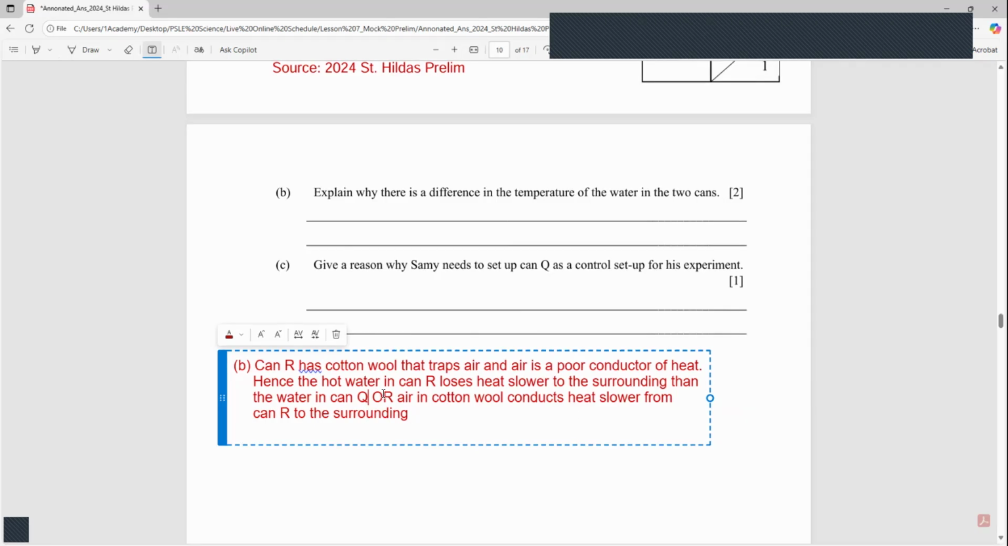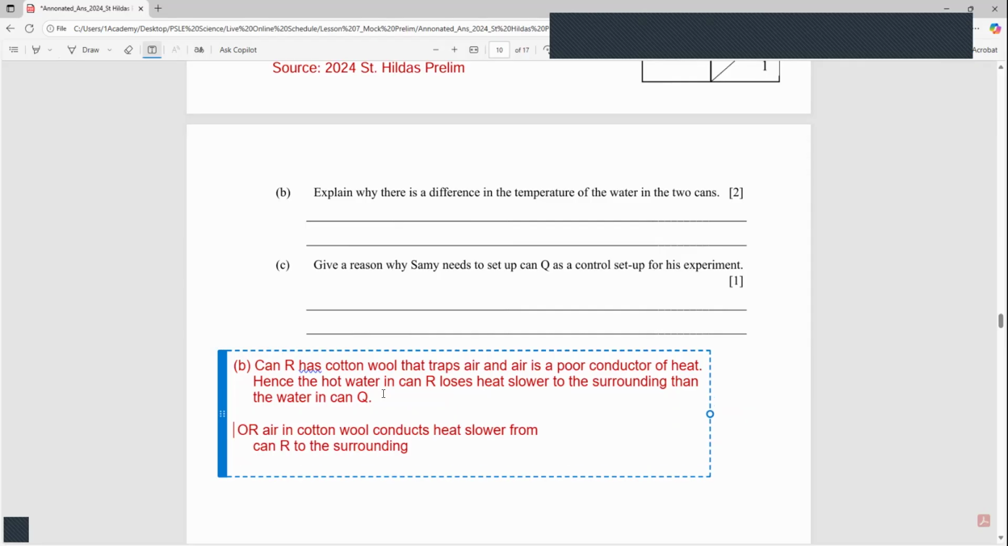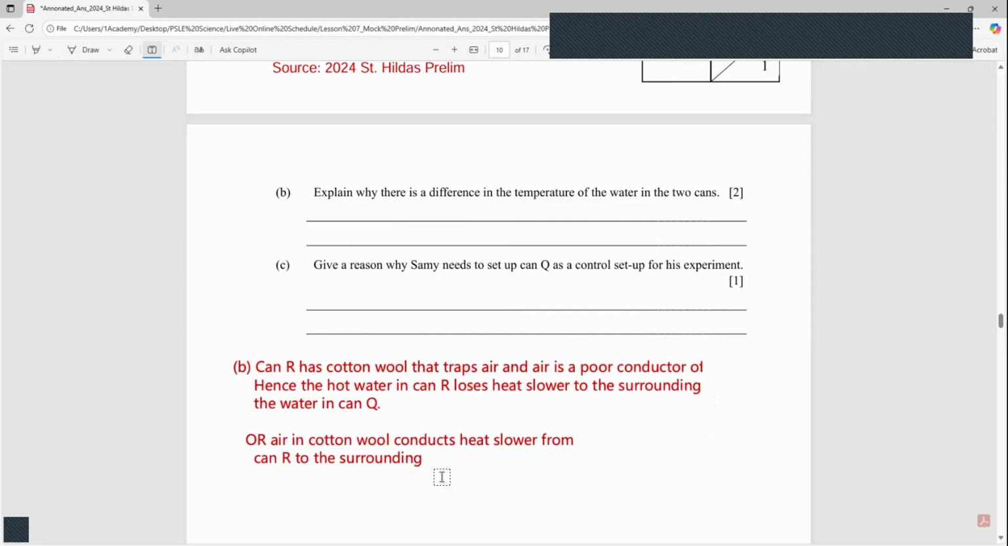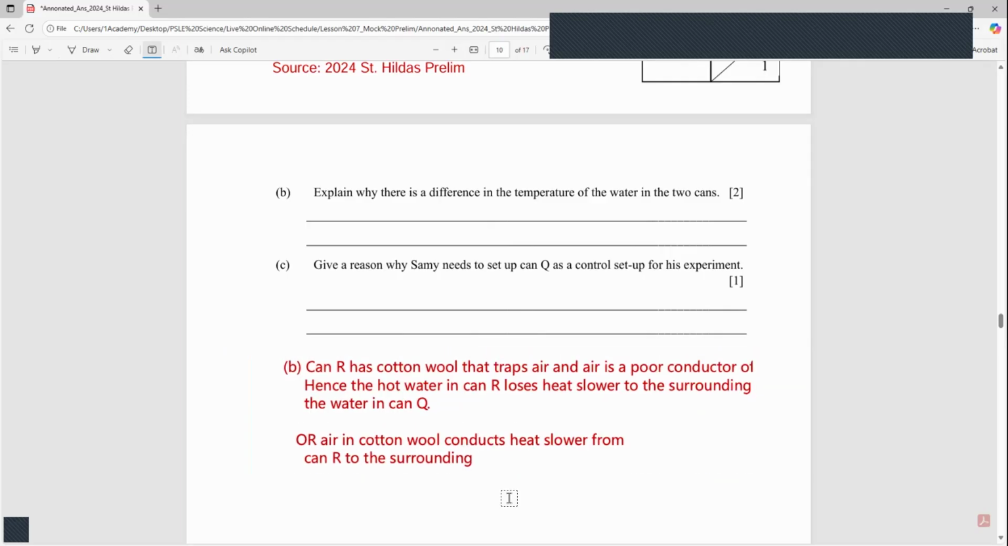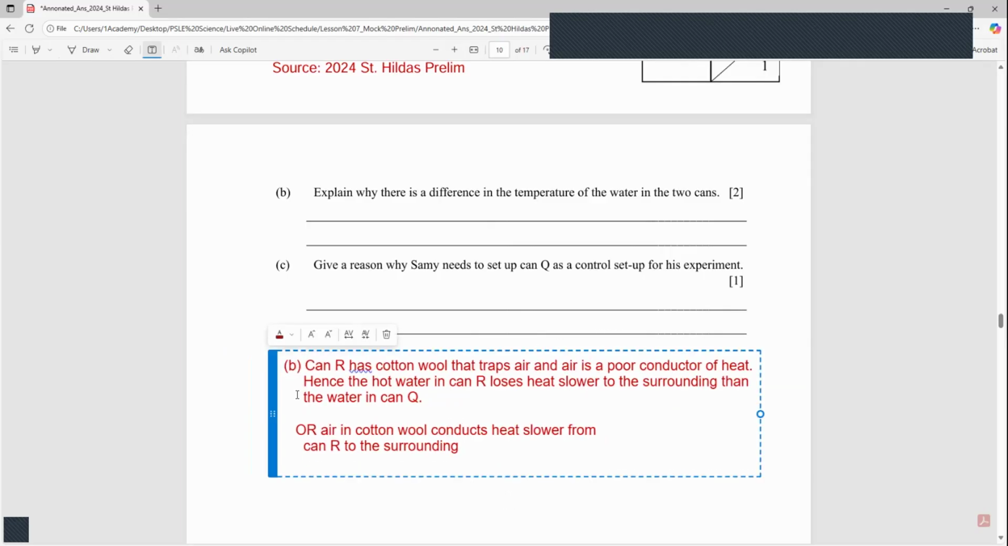There's another way of saying it, a second possible answer. You can say the air in the cotton wool conducts heat slower from can R to the surrounding. So two possible answers for part B. I will screen share this and let you write down the answer.